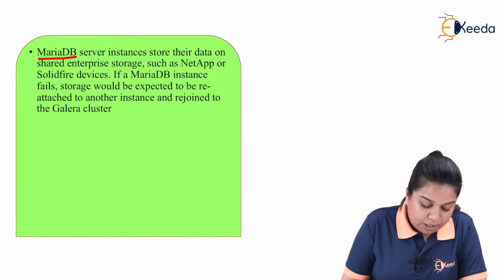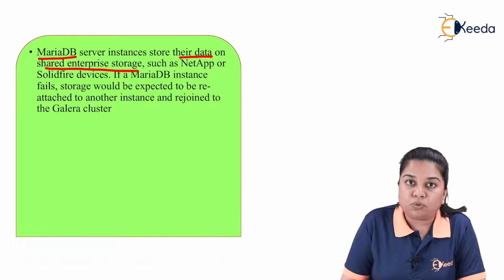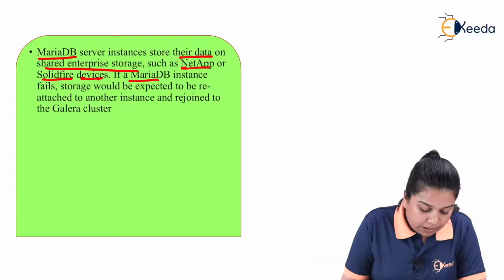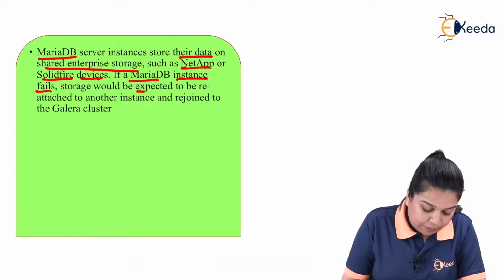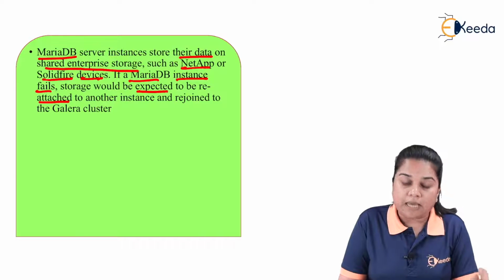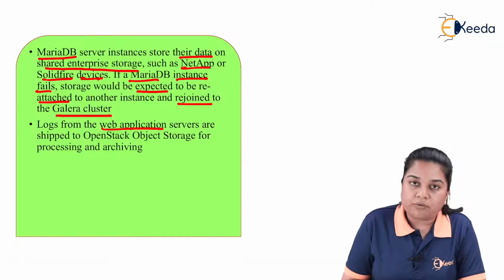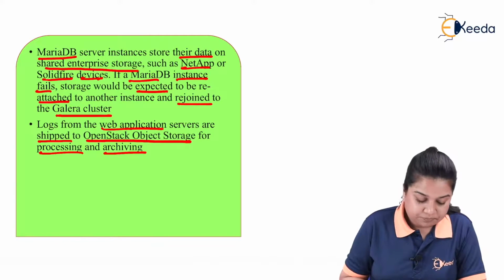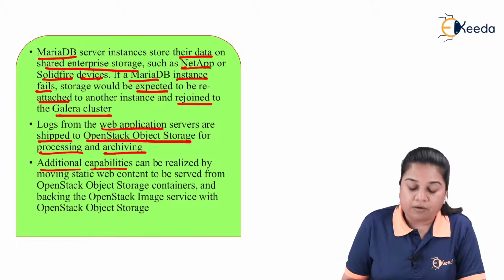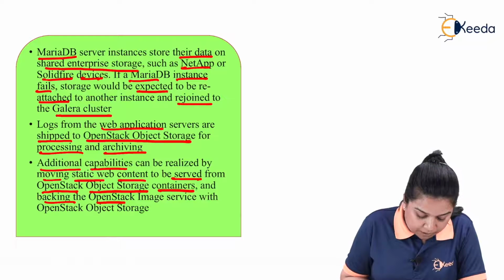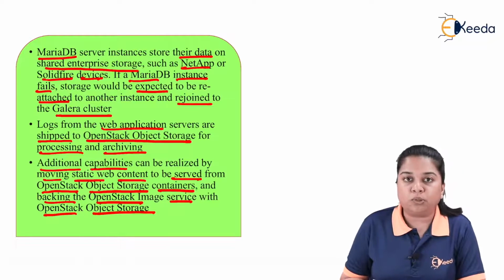MariaDB server instances store their data on shared enterprise storage, such as NetApp or SolidFire devices. If a MariaDB instance fails, storage would be expected to be reattached to another instance and rejoined to the Galera cluster. Logs from the web application servers are shipped to OpenStack object storage for processing and archiving. Additional capabilities can be realized by moving static web content to be served from OpenStack object storage containers and backing the OpenStack image service with OpenStack object storage.